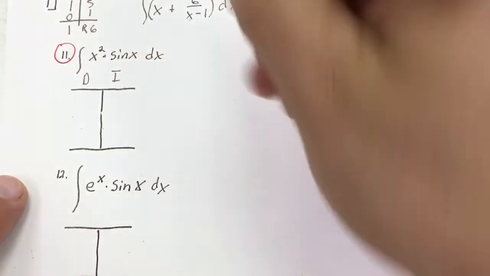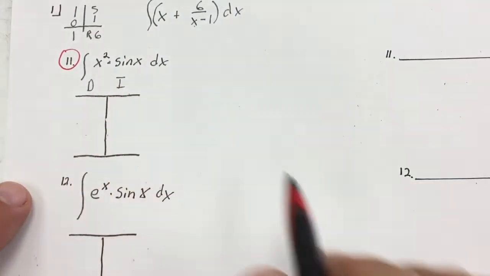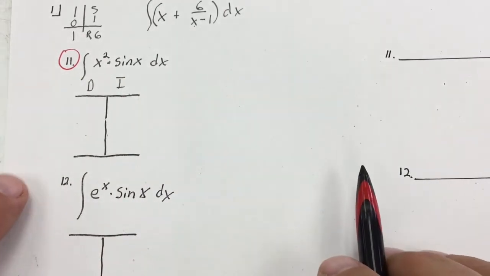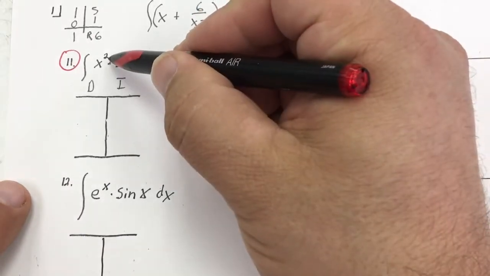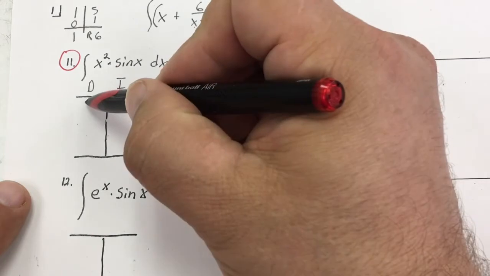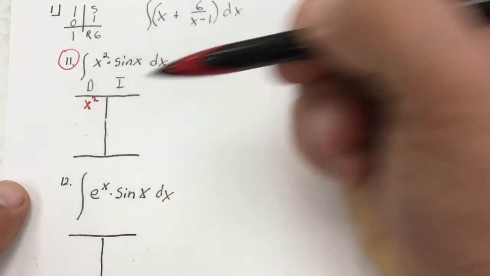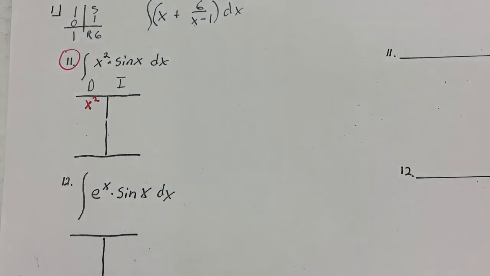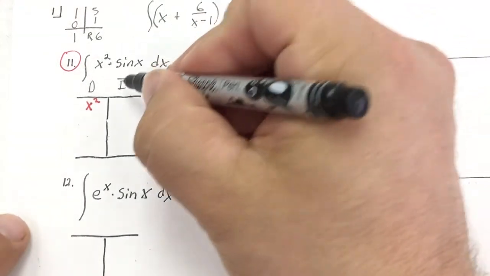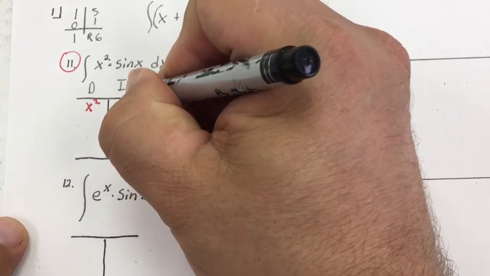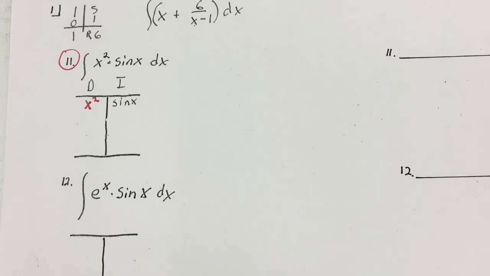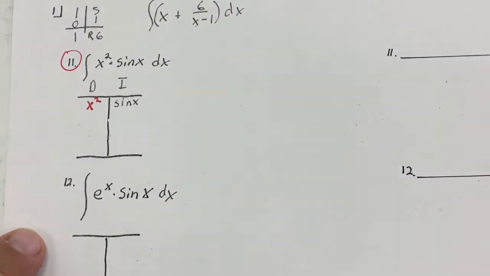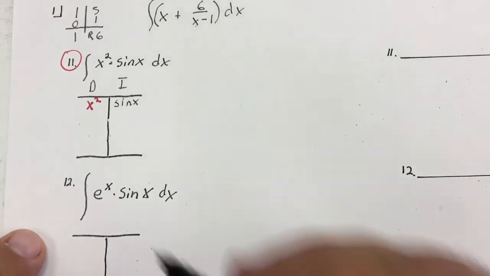For number 11, this one's special. I can't use u substitution, so I have to use a method called integration by parts. But I use a different method called the tabular method. And what you do is you take the x squared and you're going to keep taking the derivative of x squared. And then you take the sine x and you're going to be taking the integral of sine x. And you're going to continue down until you reach a repeat or a 0.